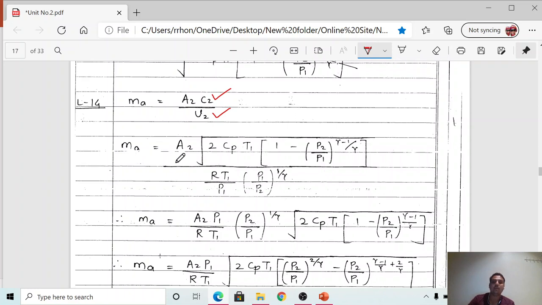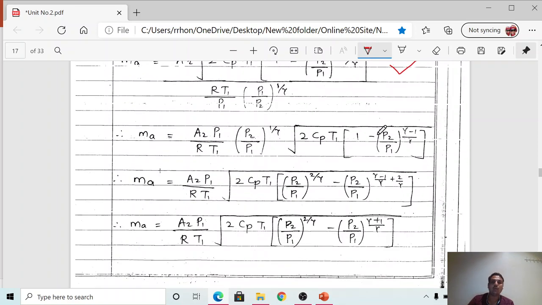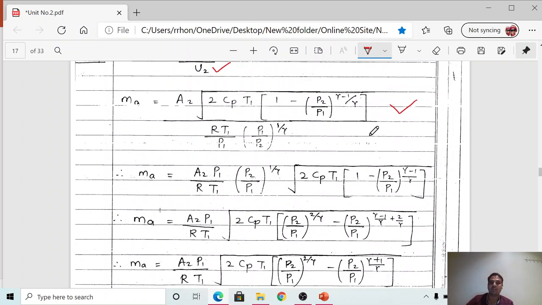Mass of air is equal to A2 under root of 2CP T1 in bracket 1 minus P2 by P1 raised to gamma minus 1 by gamma, bracket close, and divided by the value of V2, which we calculated, RT1 by P1 in bracket P1 by P2 raised to 1 by gamma. So this is the equation of mass of air. Now we are going to further simplify this particular equation. So take down this A2 term as it is, divided by this R term, write separately, then this T1 write separately, then again take down this P1 term. It is now the denominator of RT1 by P1.